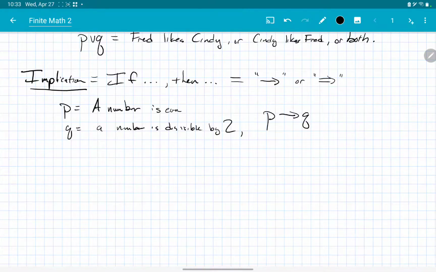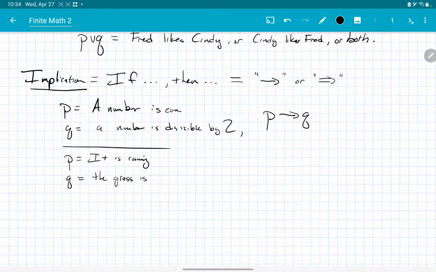I'm going to try to think of another slightly complicated one. P is it is raining. Q is the grass is wet. Okay. P implies Q is saying if it is raining, then the grass is wet. Right, this is another true statement. That's obvious. But that's different from saying if the grass is wet, then it is raining.